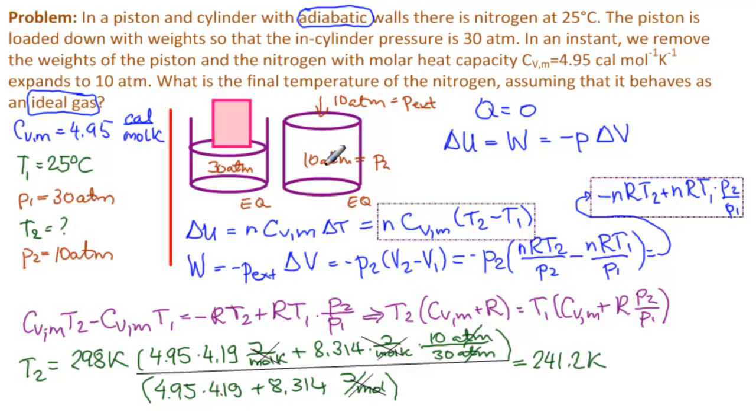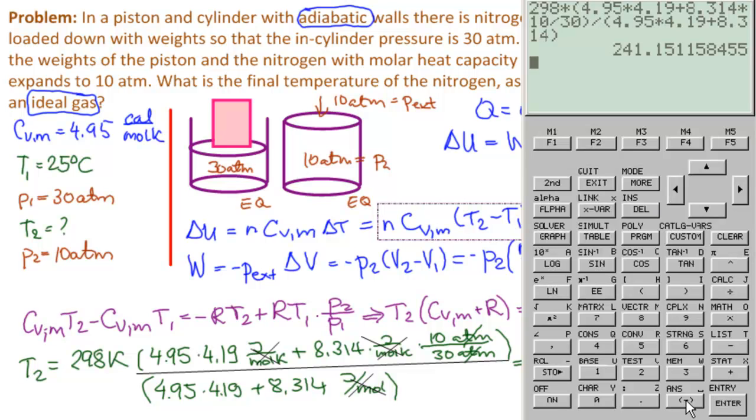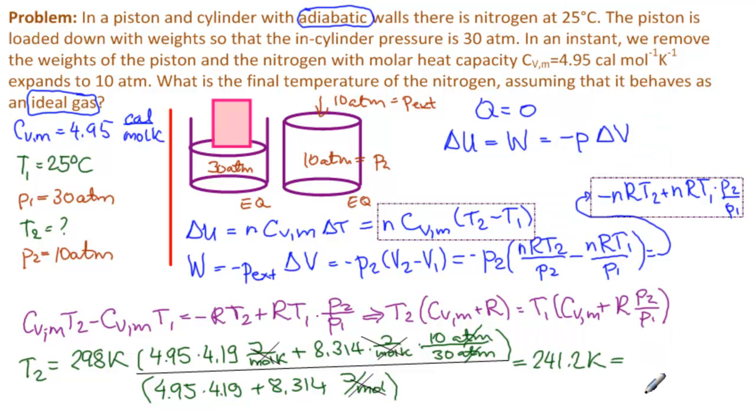When we release it, the temperature should go down. So now all we need to do is get this into Celsius. So we need 241.2 minus 273, which is minus 31.8 degrees Celsius. And that is our answer.